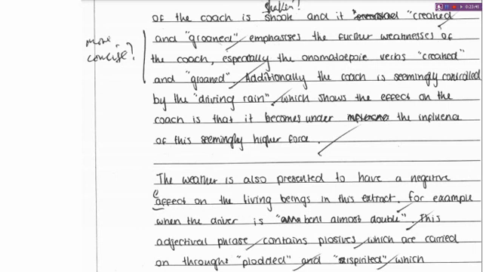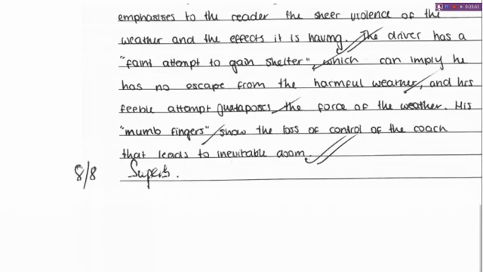It moves on then. The weather is also presented to have a negative effect on the living beings in this extract. For example, when the driver is bent almost double, this adjectival phrase contains plosives which are carried on through plodded and dispirited, which emphasizes to the reader the sheer violence of the weather and the effect it is having. The driver has a faint attempt to gain shelter, which can imply that he has no escape from the harmful weather, and his feeble attempt juxtaposes the force of the weather. His numb fingers show the loss of control of the coach that leads to inevitable doom, seemingly.